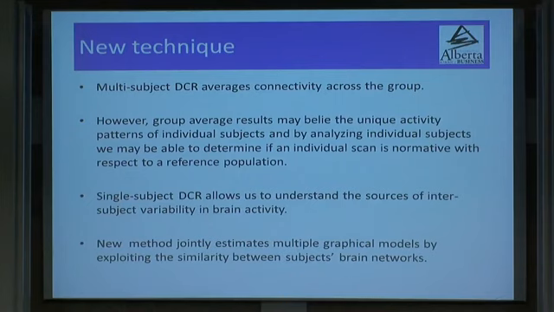We're now writing up, I'm sorry I couldn't present it here, but we have a new method that jointly, so we use the information across subjects. We don't simply take an average. It jointly estimates multiple graphical models by exploiting the similarity between subjects' brain networks. So it takes the best parts of both. We analyze them all together, but at the end of the day, we will get individual graphs.